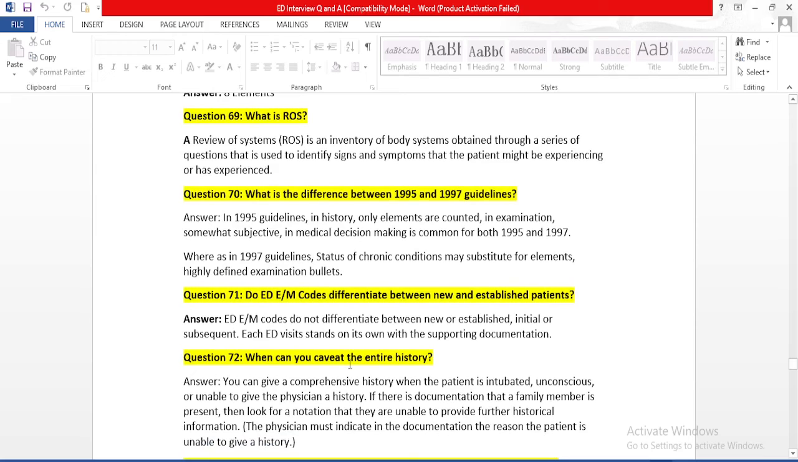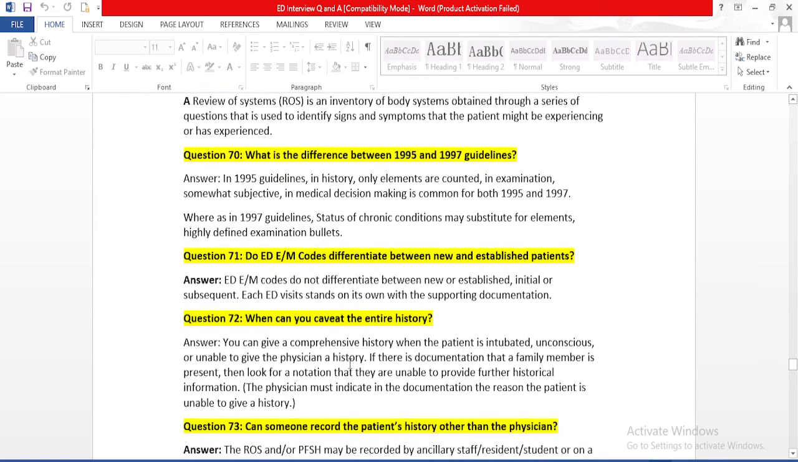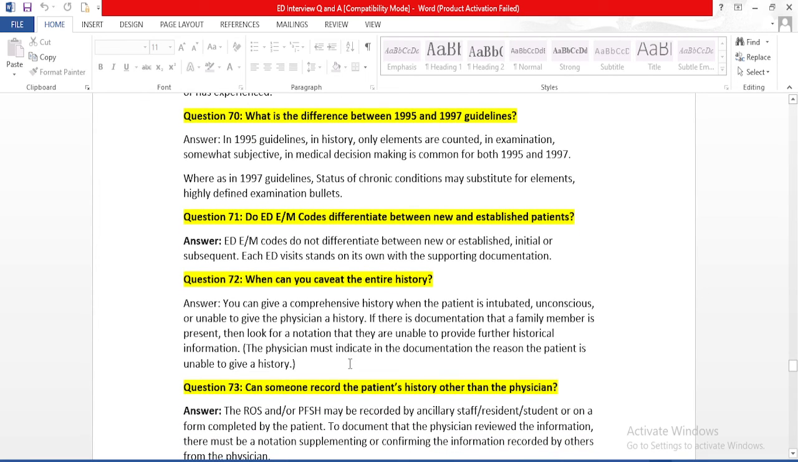What is the difference between 1995 and 1997 guidelines? In the 1995 guidelines, in history only elements are counted. In examination it is somewhat subjective. In medical decision making it is common for both 1995 and 1997. Whereas in the 1997 guidelines, status of chronic conditions may substitute for ailments, and it depends highly on examination bullets. So the 97 guidelines are more complex than the 95 guidelines.